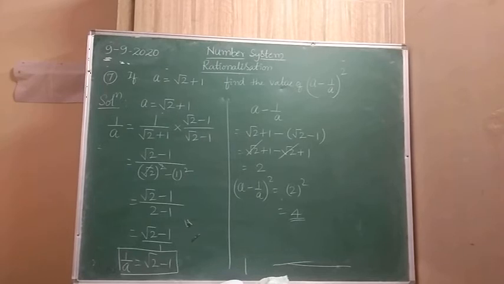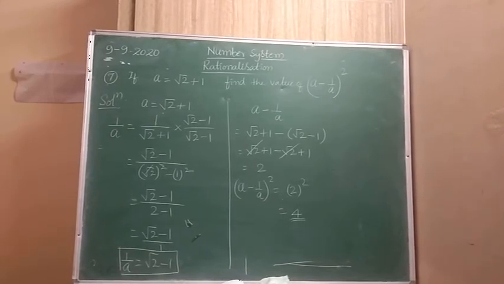Then A minus 1 by A value, that is root 2 plus 1 minus of root 2 minus 1. See the minus sign. So root 2 plus 1 on multiplying by the minus sign, it becomes minus root 2 plus 1. So plus root 2 minus root 2 get cancelled. 1 plus 1 is 2. That is what? A minus 1 by A whole square. That means A minus 1 by A is 2. Then squaring on that, you will get 2 square is equal to 4. Clear? Understood?